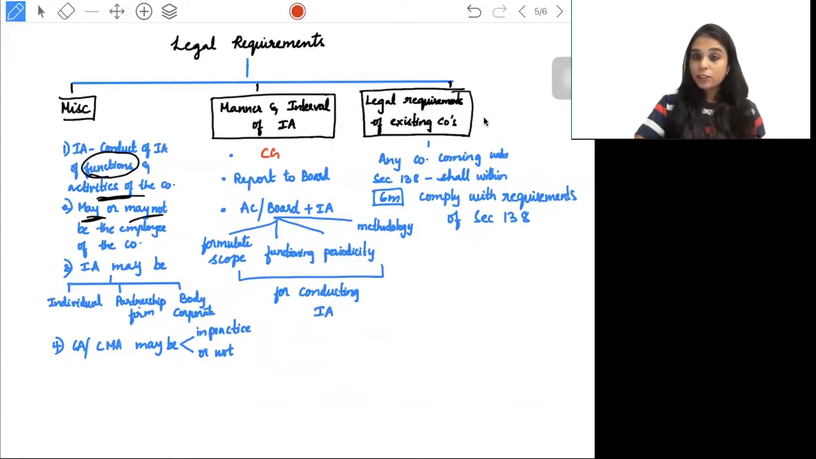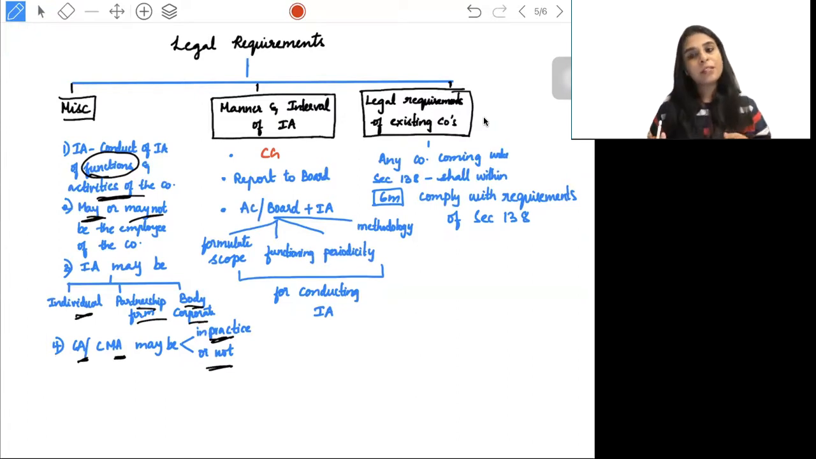Moving ahead, internal auditors can be individuals, partnership firms, or any body corporate. So body corporate can also be your internal auditors. Moving ahead, as we just discussed, a CA or a CMA can also be internal auditors. Now, the CA or CMA, they may be in practice or they may not be in practice. So as you know, the external auditors should be a CA in practice. But here, internal auditors may be in practice or may not be in practice. So a CA who is an employee can also be an internal auditor.